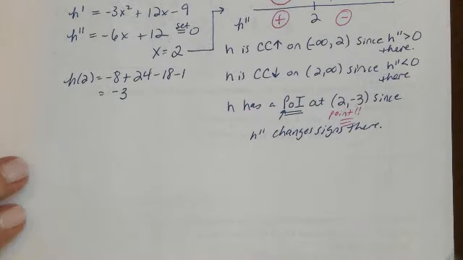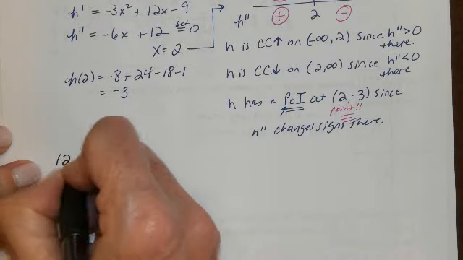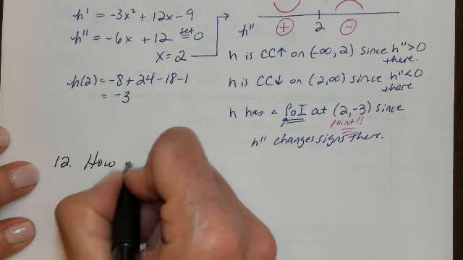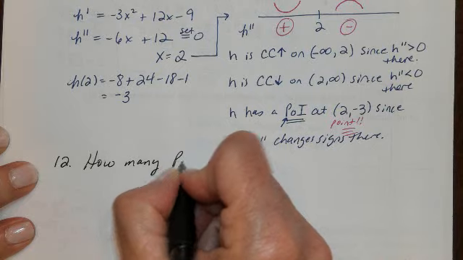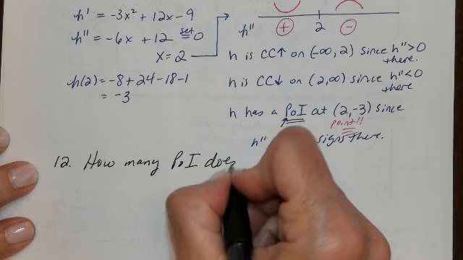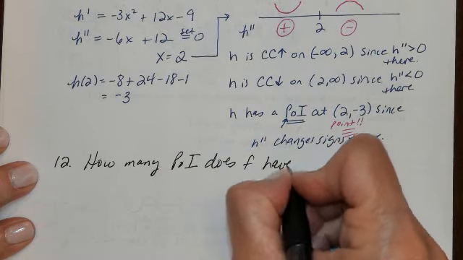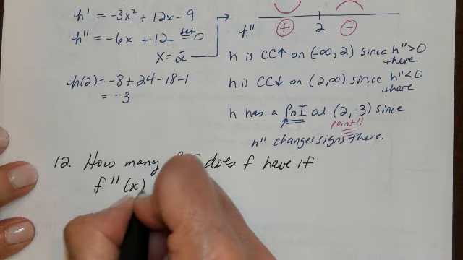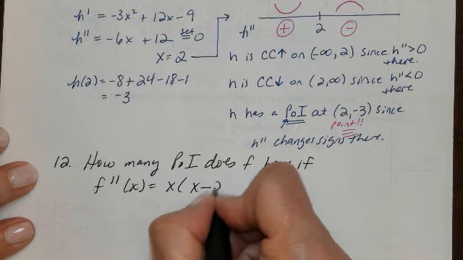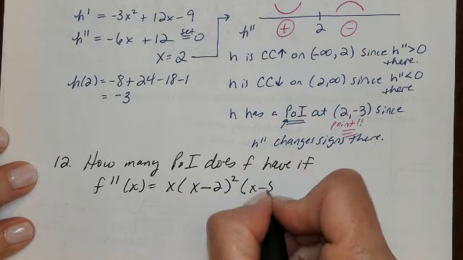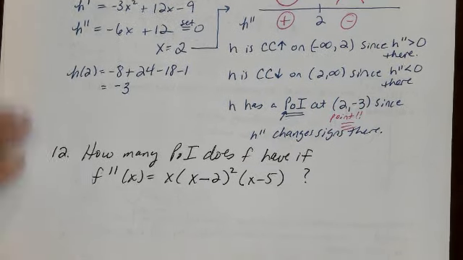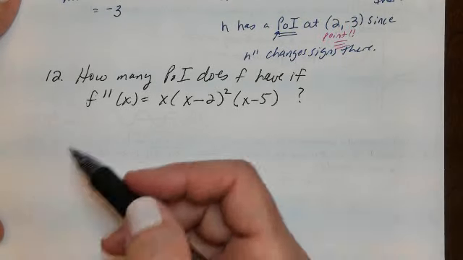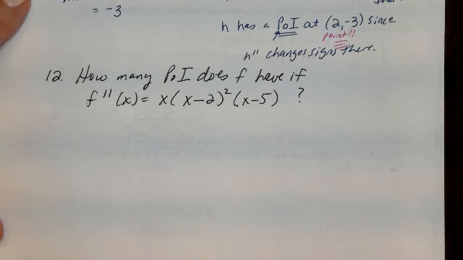Another way that you could be asked about concavity and points of inflection: how many points of inflection does f have if f double prime is given by x times x minus 2 squared times x minus 5? This would be a great multiple choice question because the choices would be like 0, 1, 2, 3, things like that.